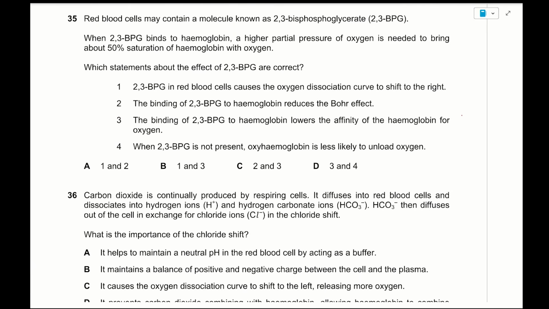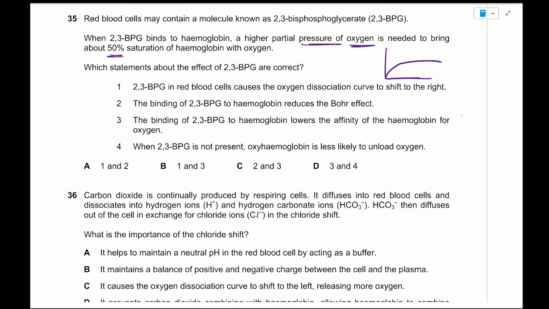Question number 35. Red blood cells mainly contain a molecule known as 2,3-bisphosphoglycerate. When 2,3-bisphosphoglycerate binds to hemoglobin, a higher partial pressure of oxygen is needed to bring about 50% saturation of hemoglobin with oxygen. This clearly indicates that 2,3-bisphosphoglycerate decreases the affinity of hemoglobin to oxygen. Therefore, what happens is that the curve shifts to the right. Why? Because now a higher partial pressure is needed to achieve the same saturation.